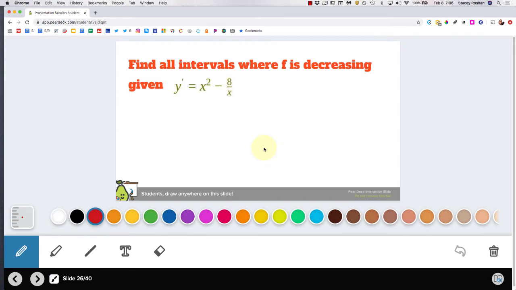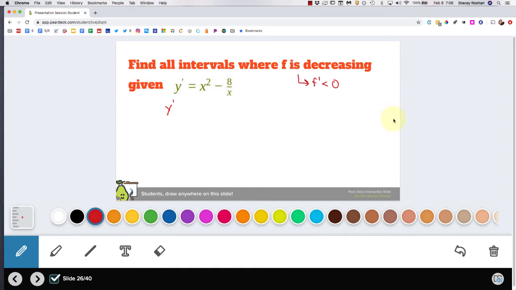Find all intervals where f is decreasing given this is y prime. I was very nice to you on this one. I gave you y prime. We know f is decreasing when f prime is less than 0. So we just need to see where this is less than 0. But you can't just set this less than 0 because you need to remember that a negative times a negative is a positive. So you need to consider that.